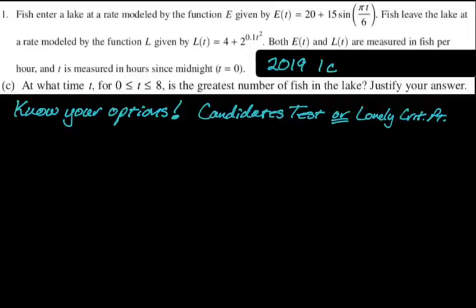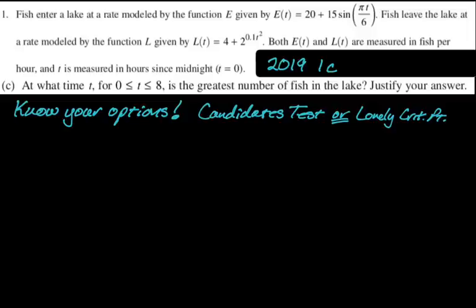2019 1C. I only know that this is weird because I got a lot of comments on it when I made my solution video. So you've got to know your options for things. This is a question basically saying, you know the rate in and you know the rate out. So E is the rate in, L is the rate out. At what time is the greatest number of fish in the lake?